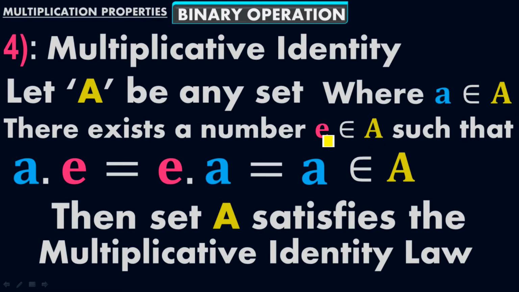E is 1. E must belong to set A, which means that A should be a set where a belongs to A, E belongs to A, and the final answer belongs to A. What is E? E is 1 here. You have to take the product with 1, only then will you get back the same a. So what are those sets where 1 exists?